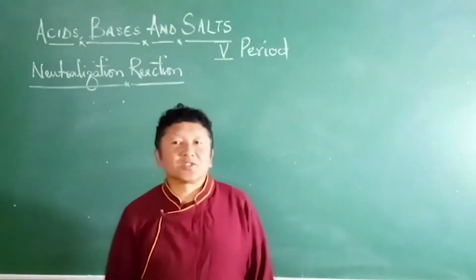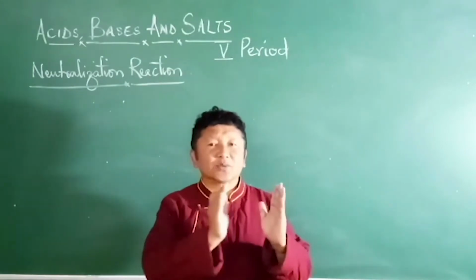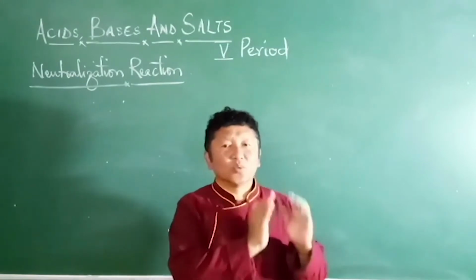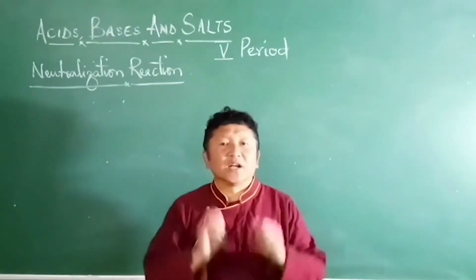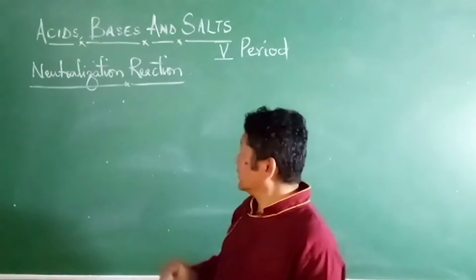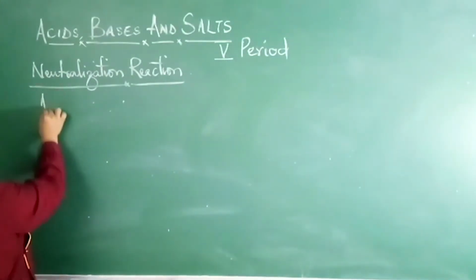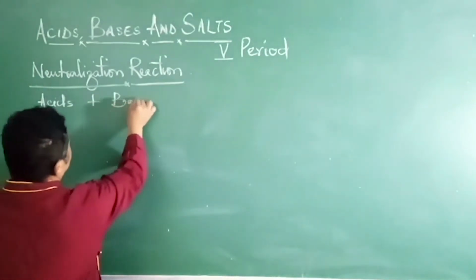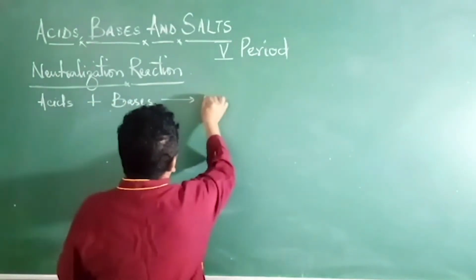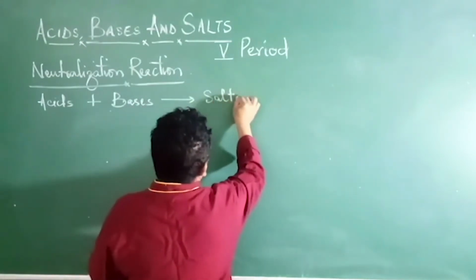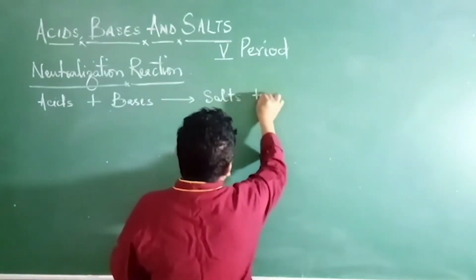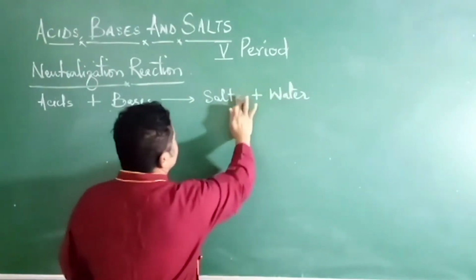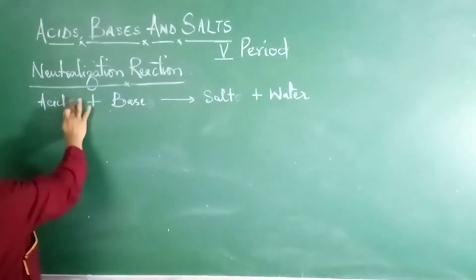A neutralization reaction is a reaction where an acid reacts with a base and they form a neutral salt and water. Neutralization reaction: acids react with bases to form salts and water. Okay, you can say acid reacts with base.